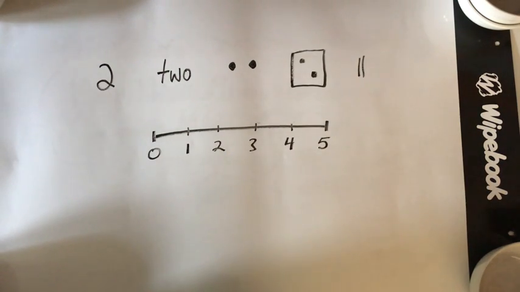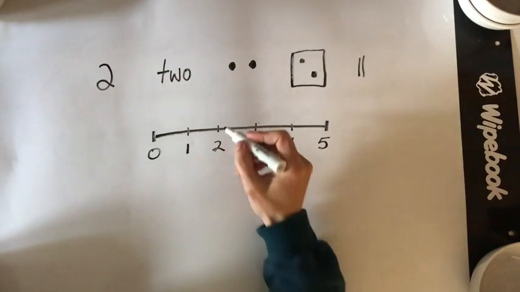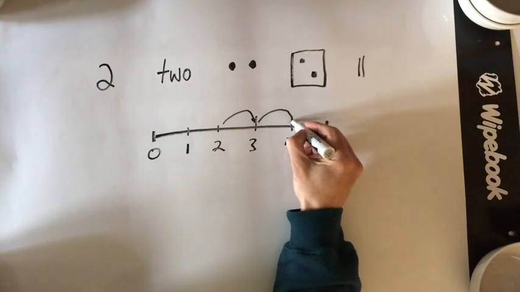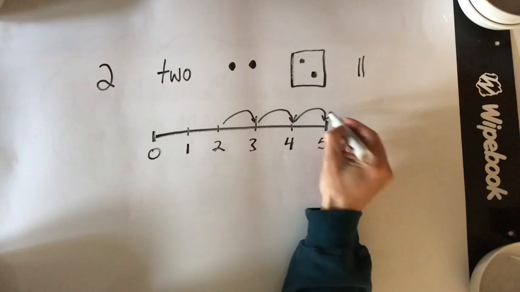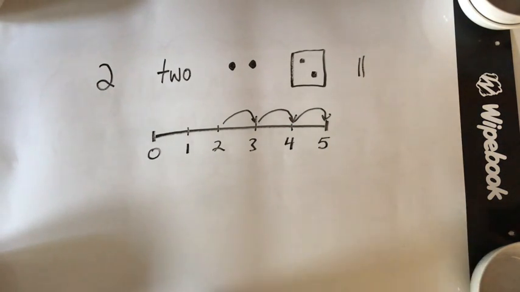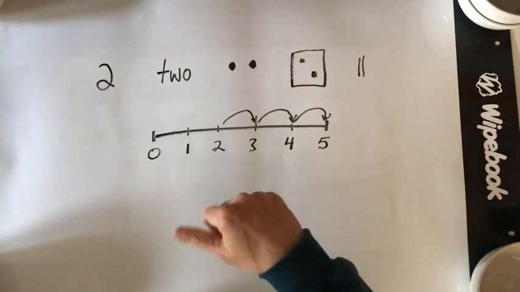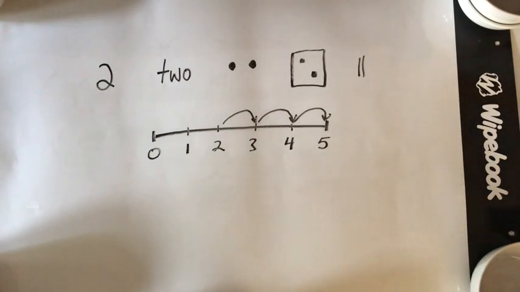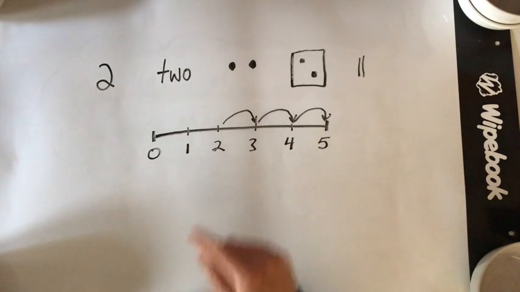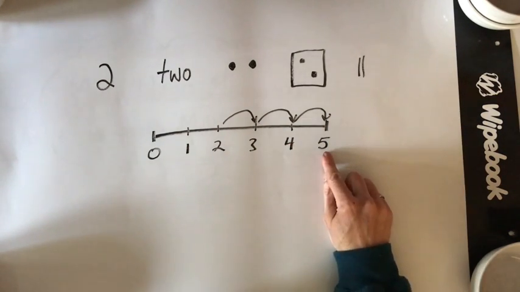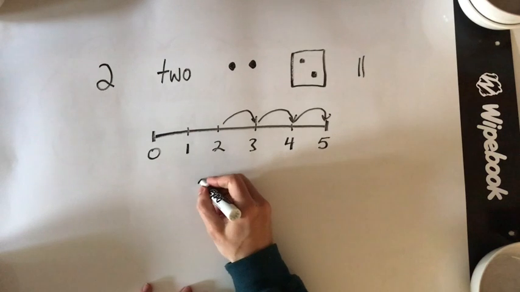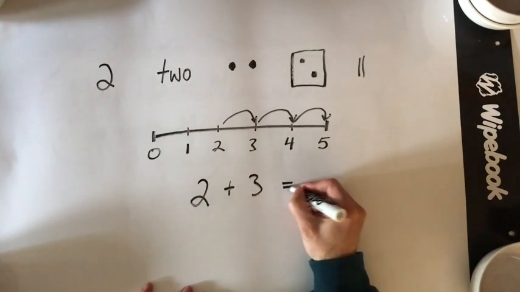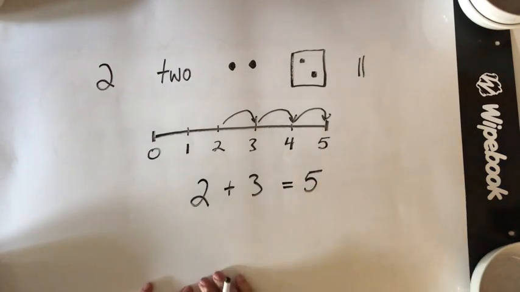2, and I'm going to count on by 3. So I start at the number 2, and I count on 1, 2, 3. I start at 2, 3, 4, 5. I count 3 on from 2 and end up at 5. So if I have 2 and I add 3 more, I actually have 5 altogether.